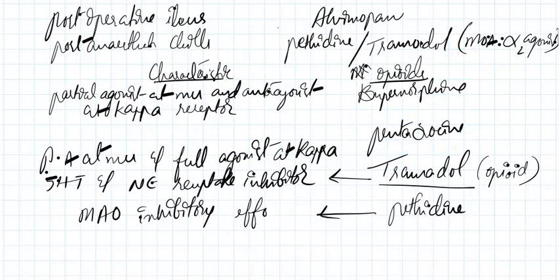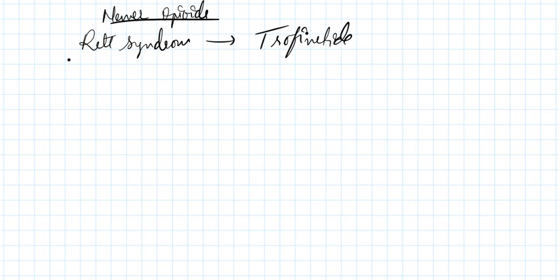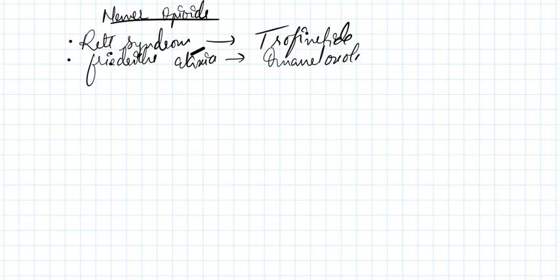So here we will discuss, I think previously we were discussing newer agents, right? Some of the newer agents, newer opioids, we will discuss because they can be a potential MCQ in the upcoming NEET PG exam. Some newer drugs are prescribed for Rett syndrome, that is trofinetide, and also for Friedreich's ataxia. For Friedreich's ataxia, you use omaveloxolone, right?